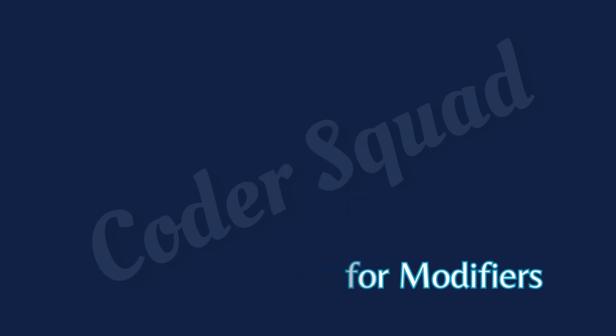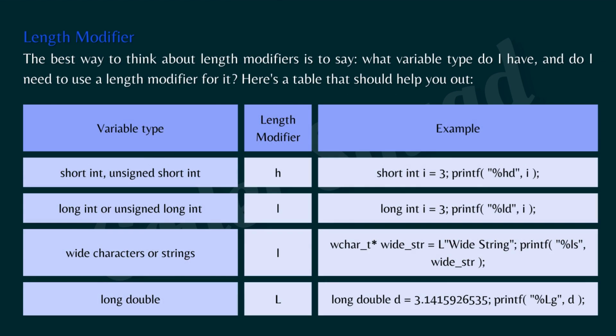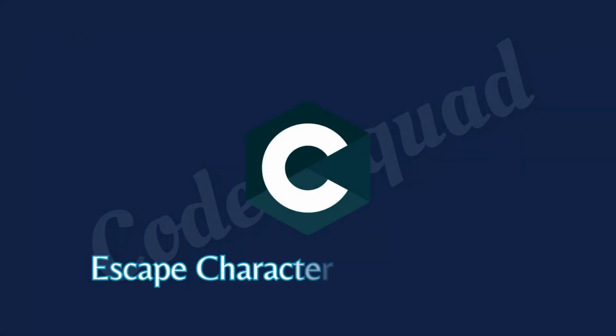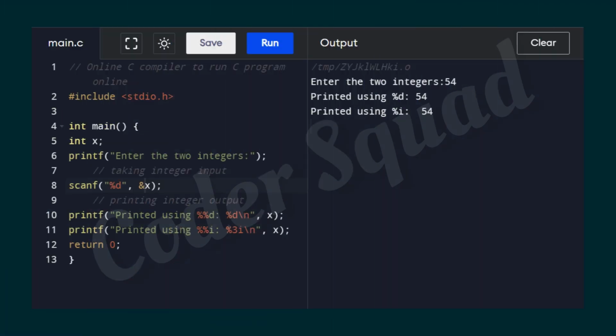Format specifiers can be modified to represent different data sizes. For instance, %ld represents a long integer, and %lf represents a long double. Sometimes, escape characters like \n can be used in conjunction with format specifiers to control the formatting of output.